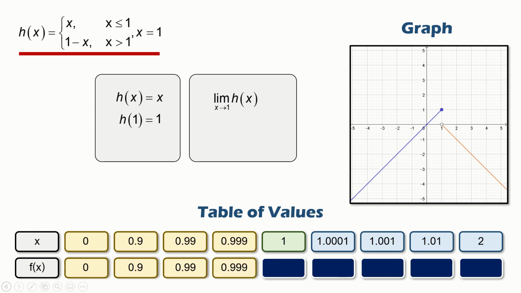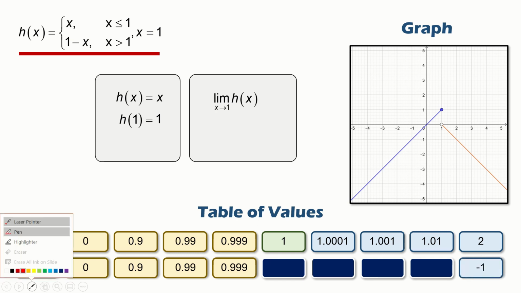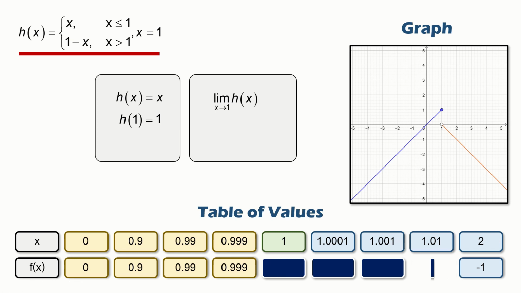On the right side, since the values from the right side are similar to the condition of greater than 1, the second function satisfies the domain constraint. Thus, use h of x equals 1 minus x. When x is 2, the function is negative 1. When x is 1.01, the function is negative 0.01. When x is 1.001, the function is negative 0.001. When x is 1.0001, the function is negative 0.0001.